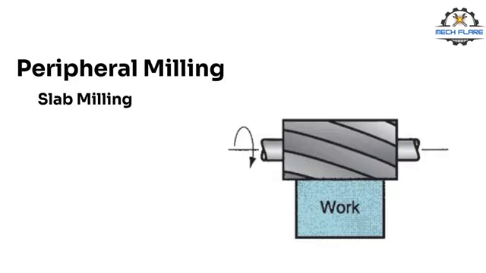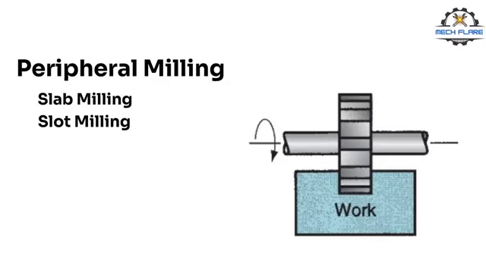Slab milling. Slab milling is the basic form of peripheral milling, in which the cutter width extends beyond the workpiece on both sides. Slotting, also called slot milling, is the milling operation in which the width of the cutter is less than the workpiece width, creating a slot in the workpiece.